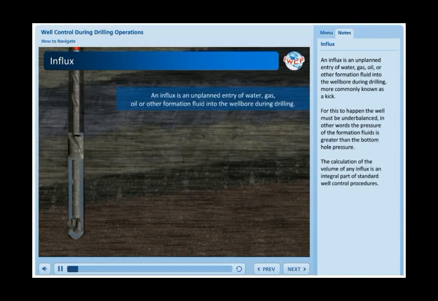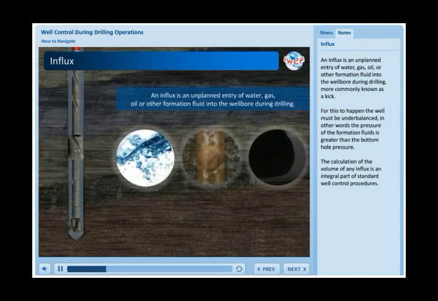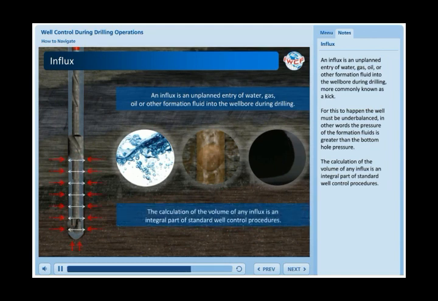An influx is an unplanned entry of water, gas, oil, or other formation fluid into the wellbore during drilling, more commonly known as a kick. For this to happen, the well must be underbalanced. In other words, the pressure of the formation fluids is greater than the bottom hole pressure. The calculation of the volume of any influx is an integral part of standard well control procedures.